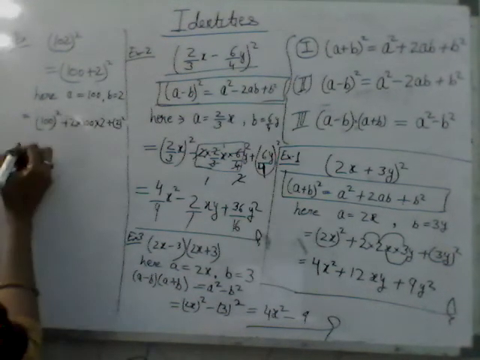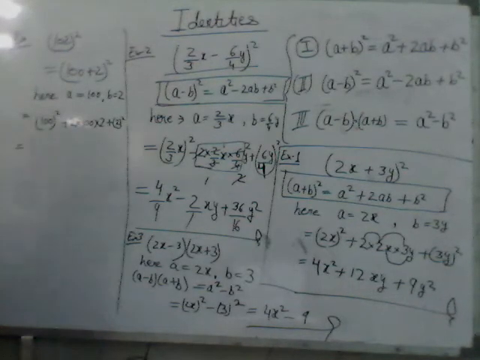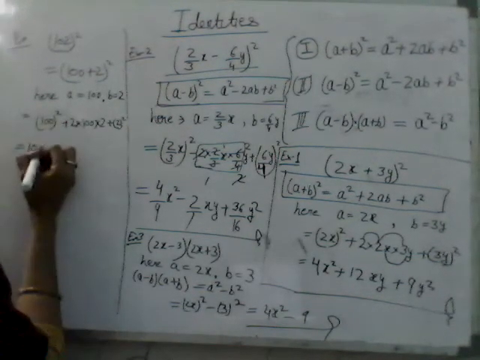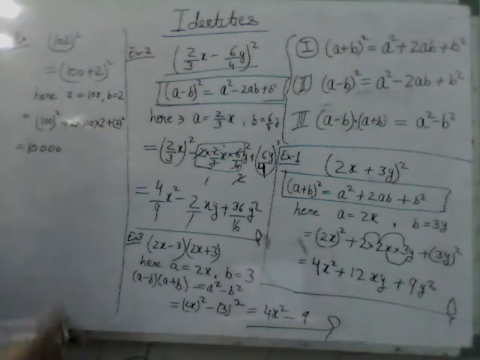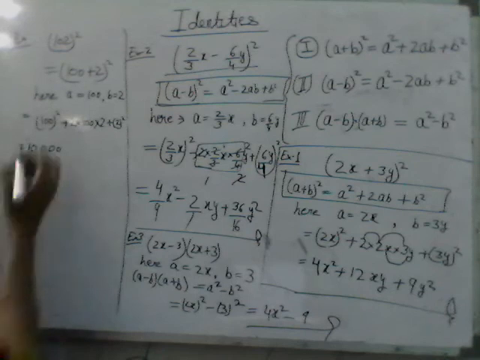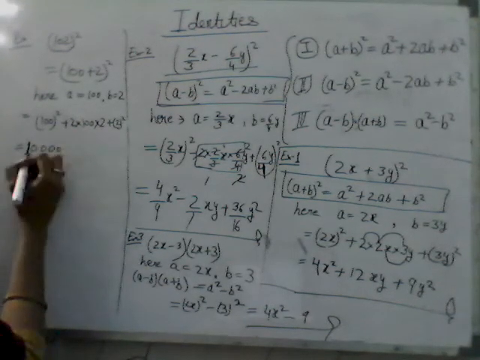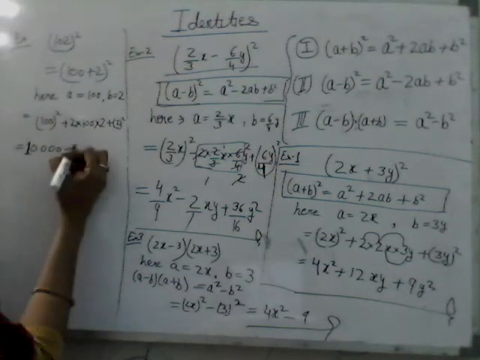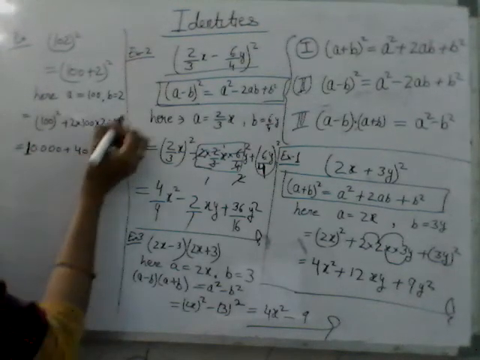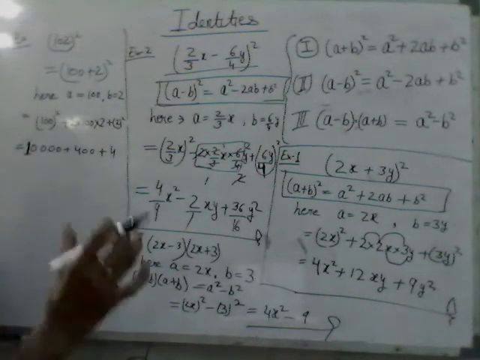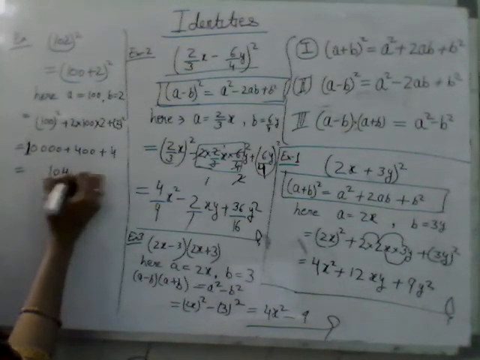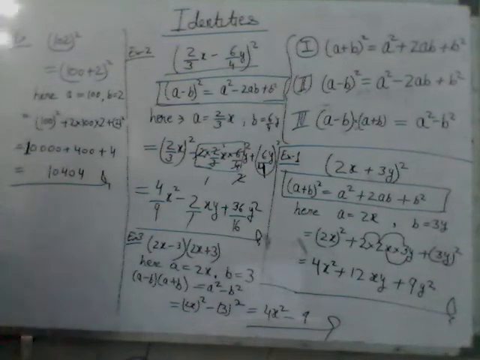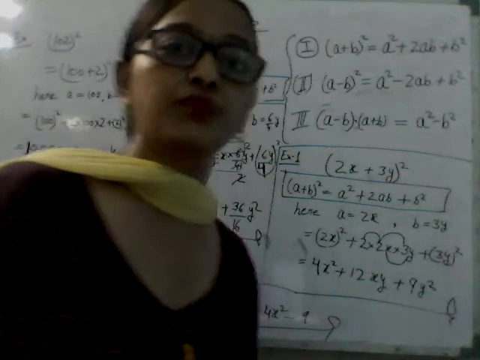Is that clear? Now 100 square means 10,000. When we multiply 100 by 100, we get 4 zeros. Now this is 10,000 plus 2 times 2 times 100, that is 400, plus 2 square, that is 4. Now we add all the numbers. We get 10,404. This is our answer in direct, easy form by using this identity.